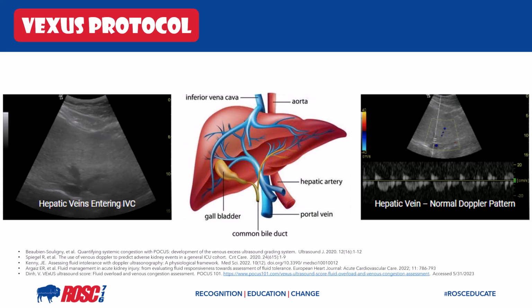We can take a look at this graphic to further understand the flow. As you can see your probe here, the hepatic veins are carrying blood from the liver into the IVC, so the blood is moving away from the probe.